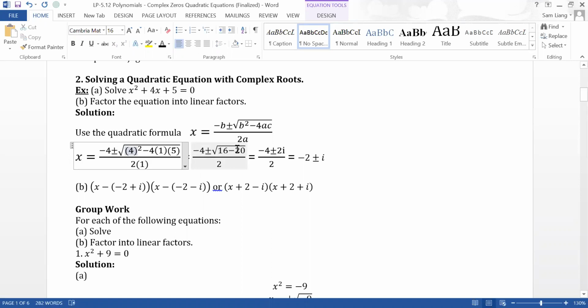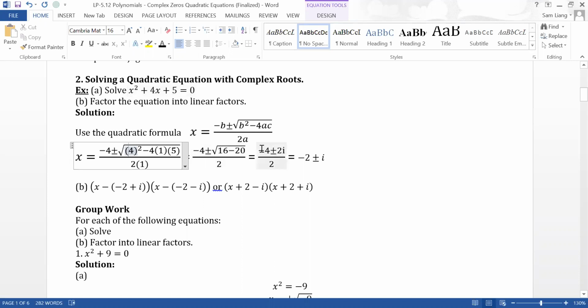And then square root of negative 4, we can write that as 2i, right, because you factor out the i to get rid of the negative sign. And then square root of 4 is 2. Okay, so that's where we get 2i here. And then for the denominator, it's just 2 times a. In this case, a is 1. Okay, the quadratic coefficient is just 1 for 1x squared.